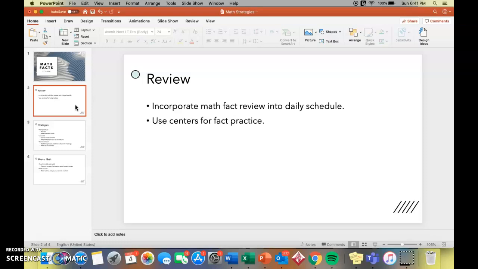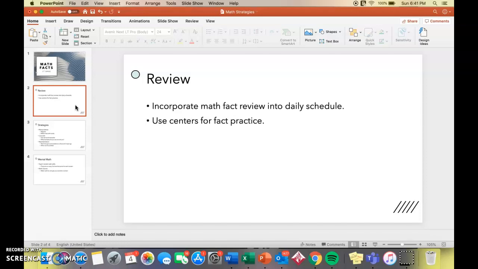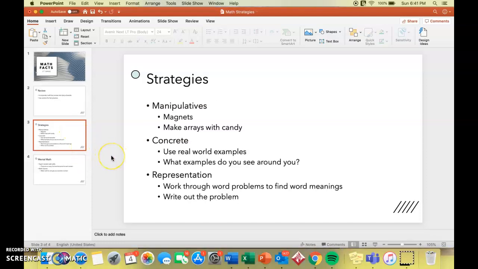And centers are a perfect place for fact practice. So you can set up different centers based on what different students need. That way you don't always have to work on your addition or always have to work on your multiplication. Your students can go to the center where they struggle the most and get the most practice that is beneficial to them.